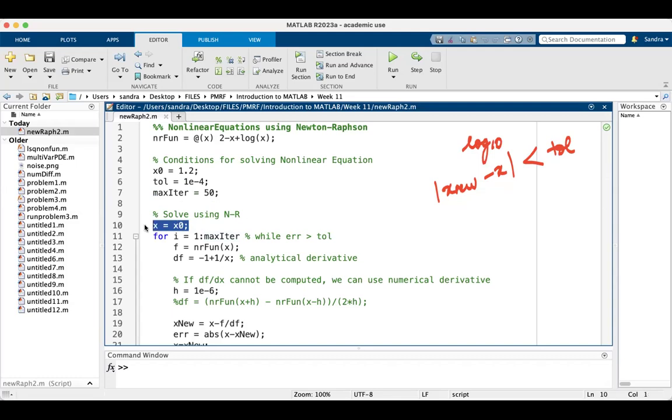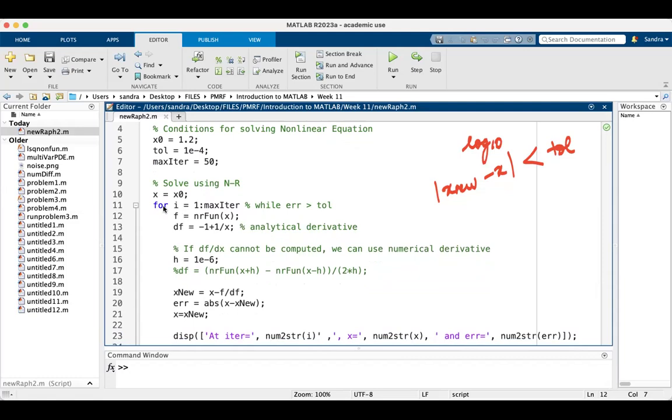Now I initialize the x value to be the initial value 1.2 and start the loop. You can also do this with a while loop, that is completely fine. Right now, let me run the loop from 1 to the maximum iteration, that is 1 to 50. Now this is my function. Let me just show you the code.